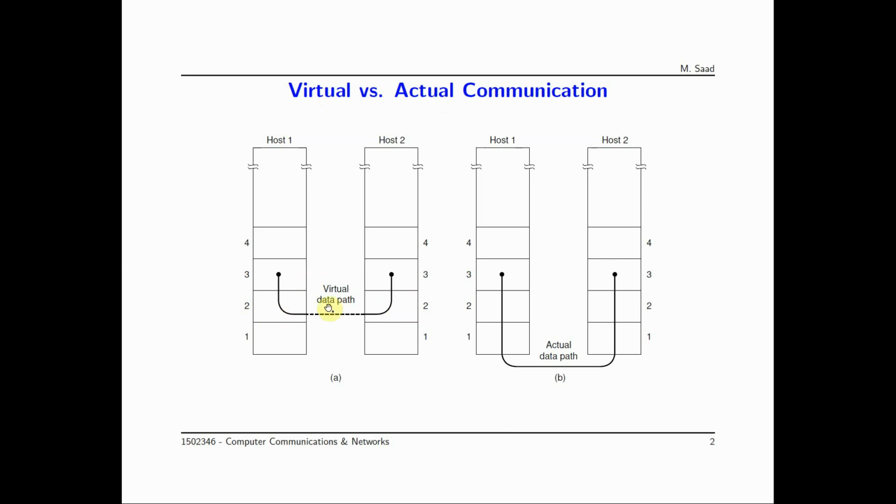So it appears as if there is a virtual communication channel between data link layer of host 1 and data link layer of host 2. And the job of this virtual path is to exchange a frame error-free. It is not true that the data link layer of the sender talks to the data link layer of the receiver immediately. However, the actual data path goes down the layers until we reach the physical layer.